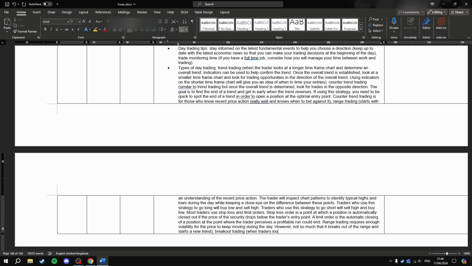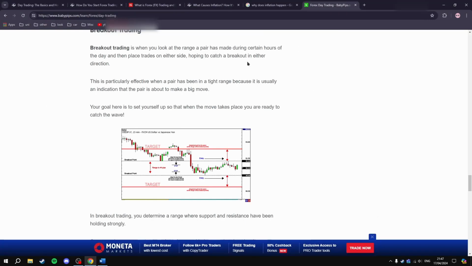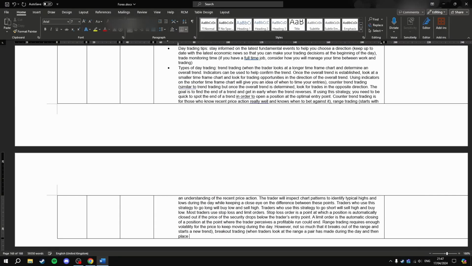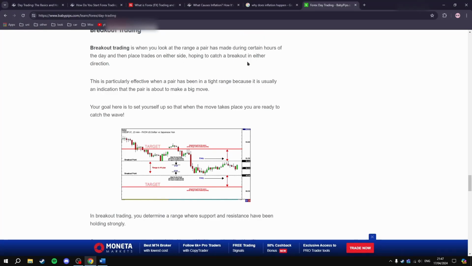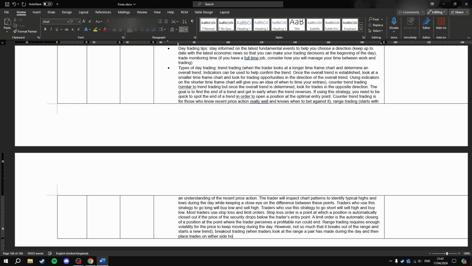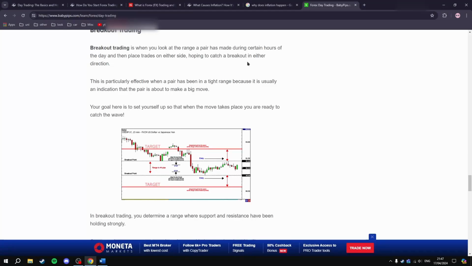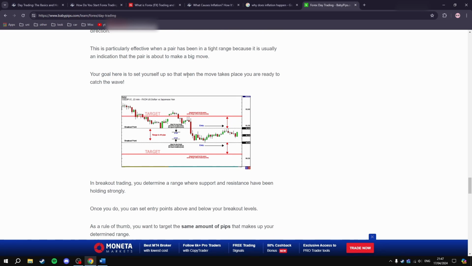When traders look at the range a pair has made during the day and then place trades on either side, hoping to catch a breakout in either direction, this is particularly effective when a pair has been in a tight range because it is usually an indication that the pair is about to make a big move.